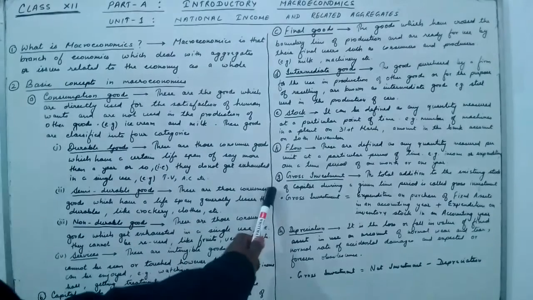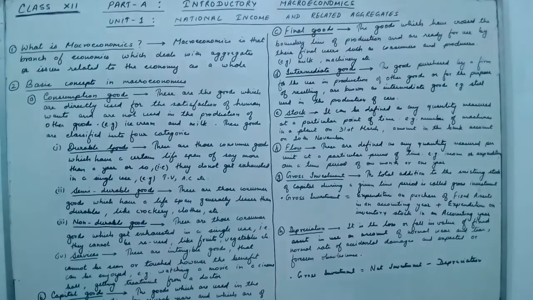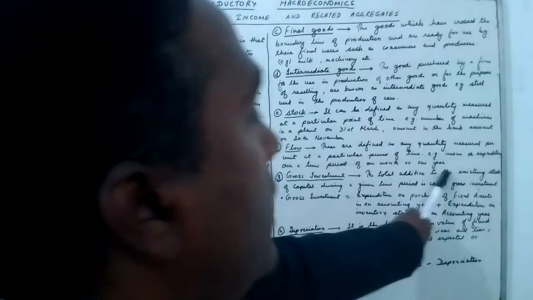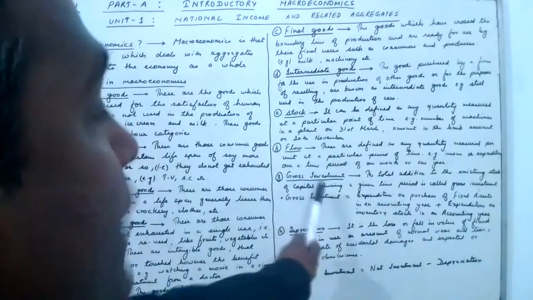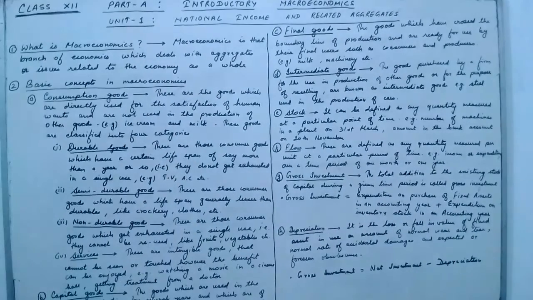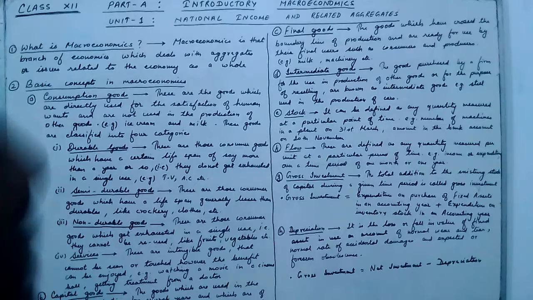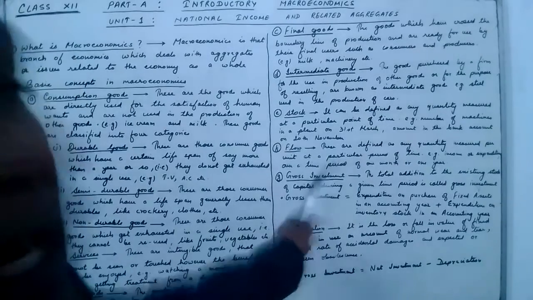Now the next topic is gross investment. Gross investment is basically the total addition to the existing stock of capital during a given period of time. A company has an existing stock. How much stock you have added in a given period of time, say 1 fiscal year, is called gross investment.